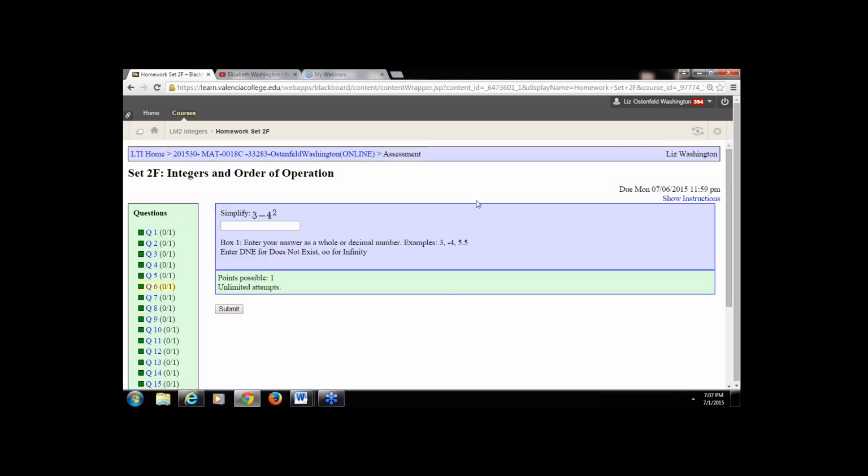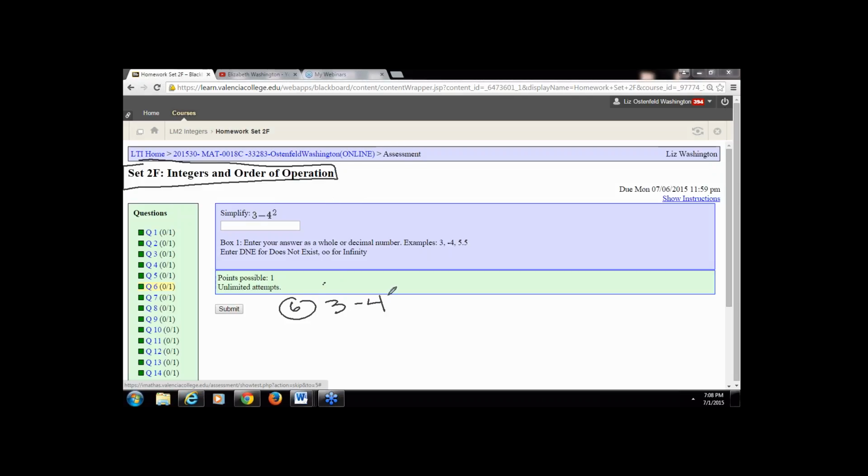All right, I'm going to do number 6 and number 7. I just want to make sure I mention this. This is the kind of stuff you guys should have in your notebooks or your portfolio. The top of the section should be labeled properly, Set 2F, integers and order of operations. This would be question number 6.